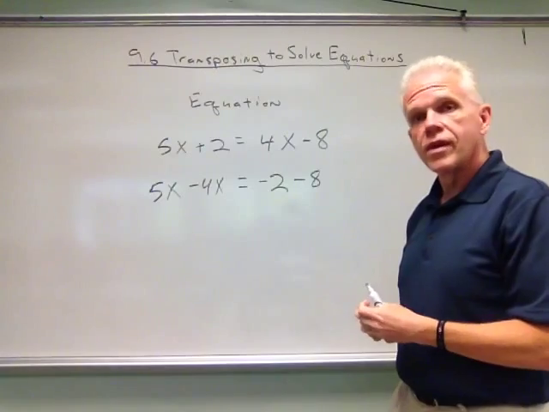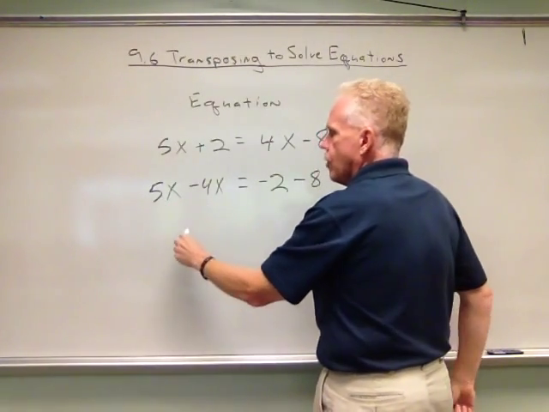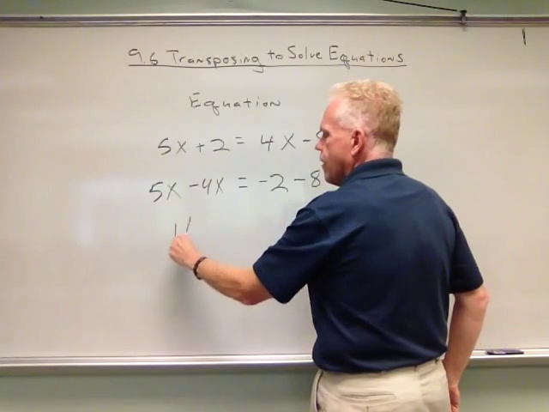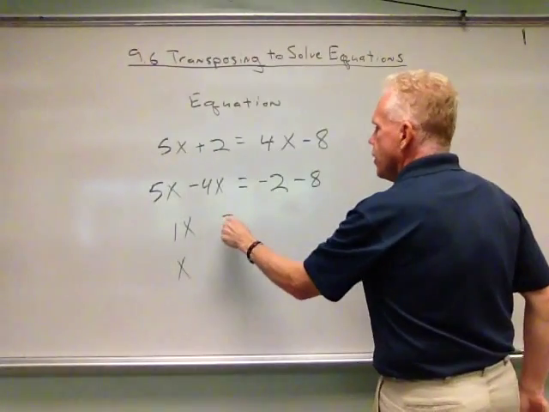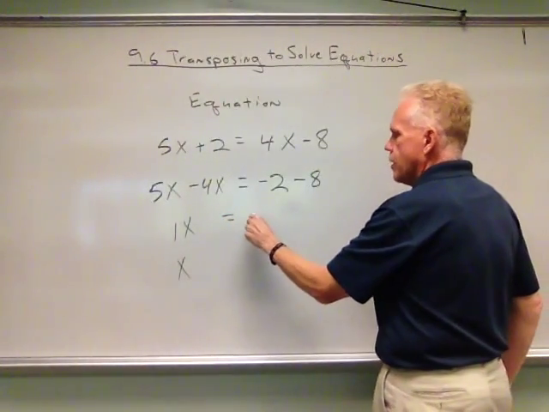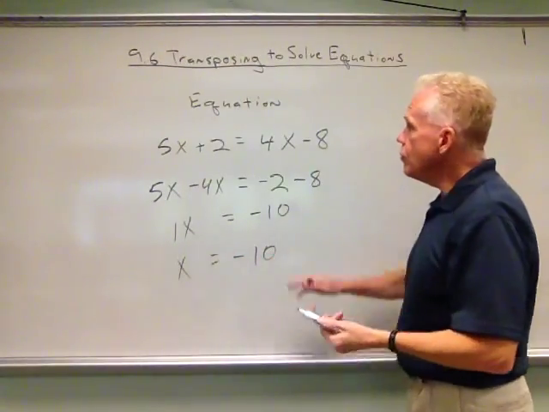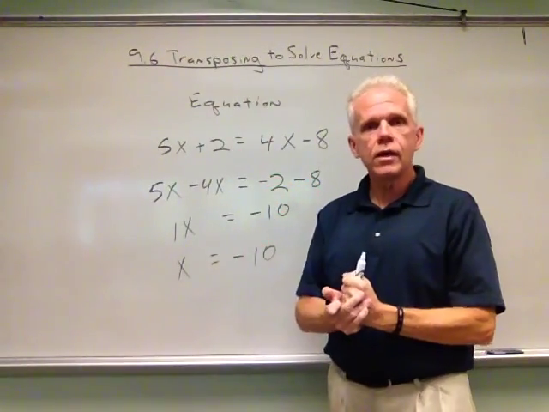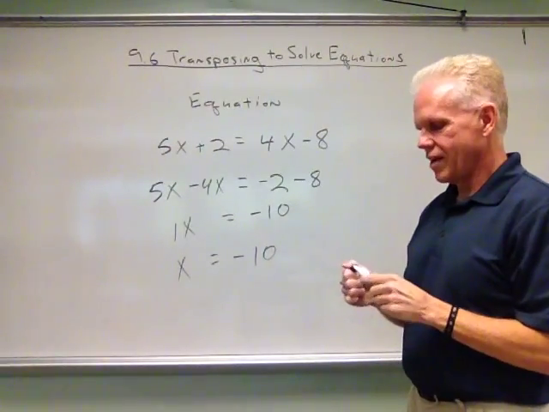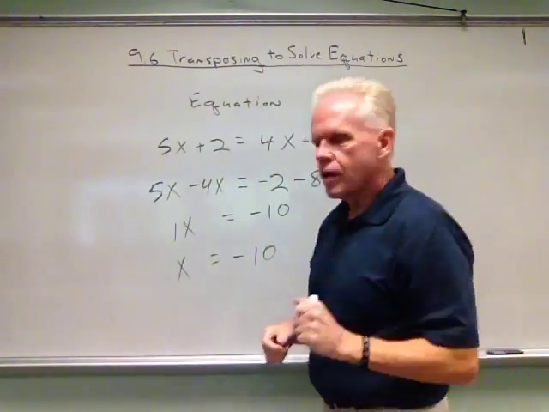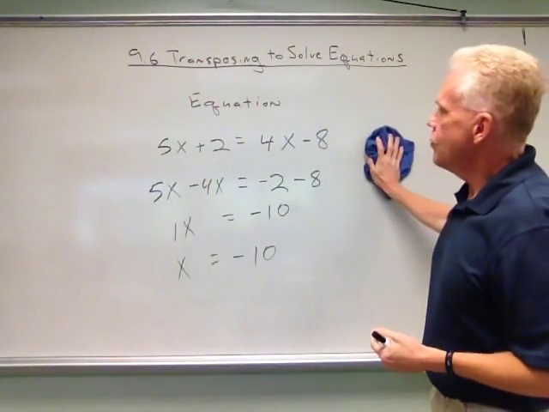Now, of course, once they're together on the same side of the equal, we can go ahead and combine the like terms. 5x minus 4x is 1x, or simply x. And then over here, negative 2 and negative 8 put together is negative 10. So x equals negative 10. The solution to this particular equation that we came up with is negative 10. That's a quick example of transposing to solve equations.